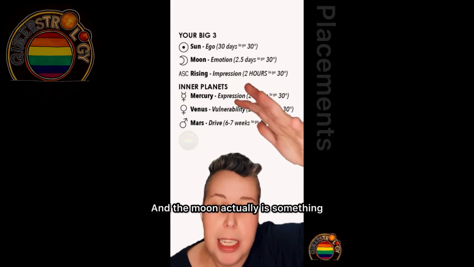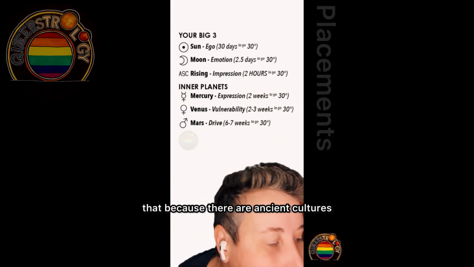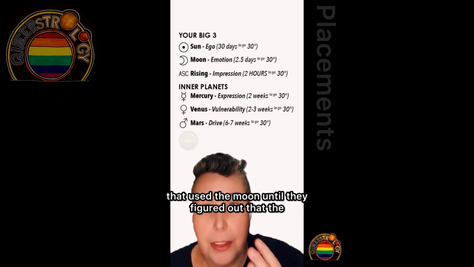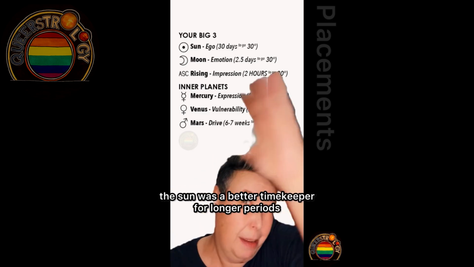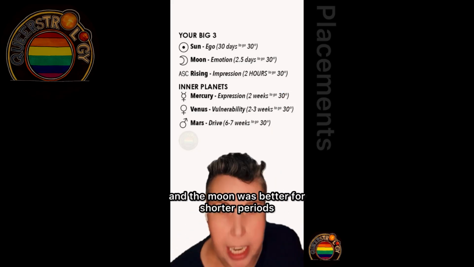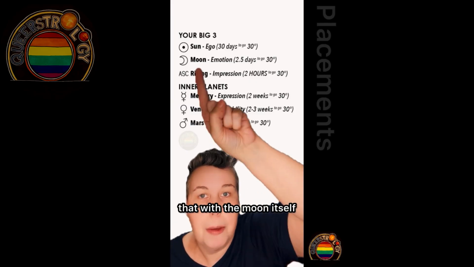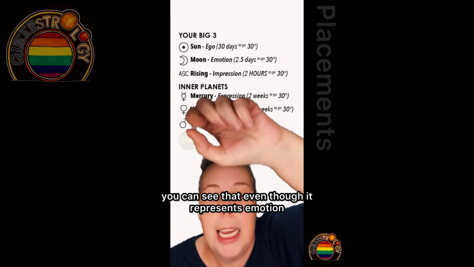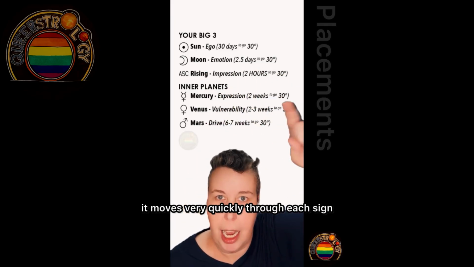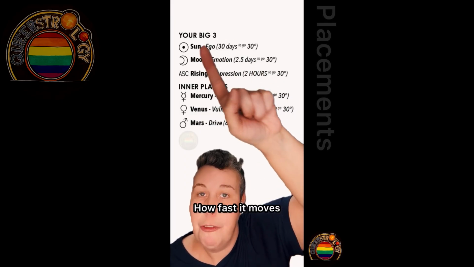And the moon actually is something that gets put into astrology and discussions, because there are ancient cultures that used the moon until they figured out that the sun was a better timekeeper for longer periods and the moon was better for shorter periods because of its phases. What's interesting is that with the moon itself, even though it represents emotion, it moves very quickly through each sign. It only takes about 2.5 days. That's what all these parentheses are representing, by the way, how fast it moves.